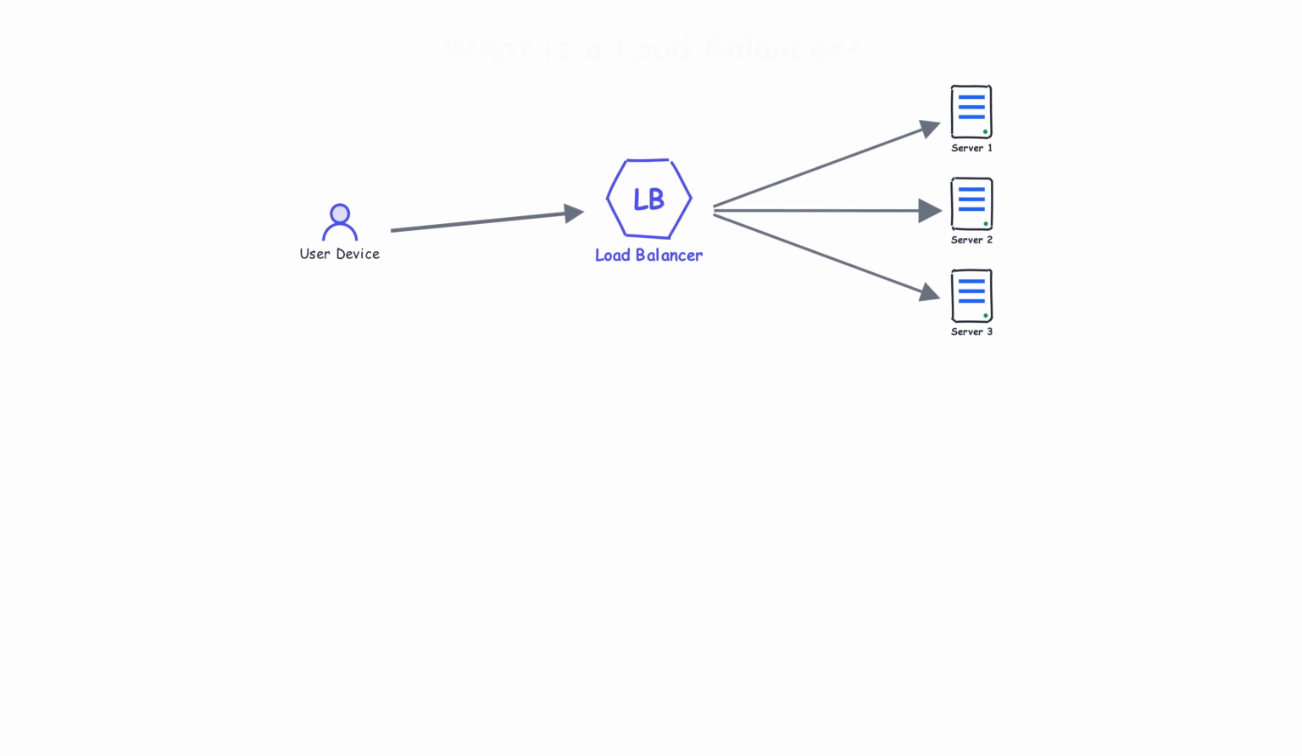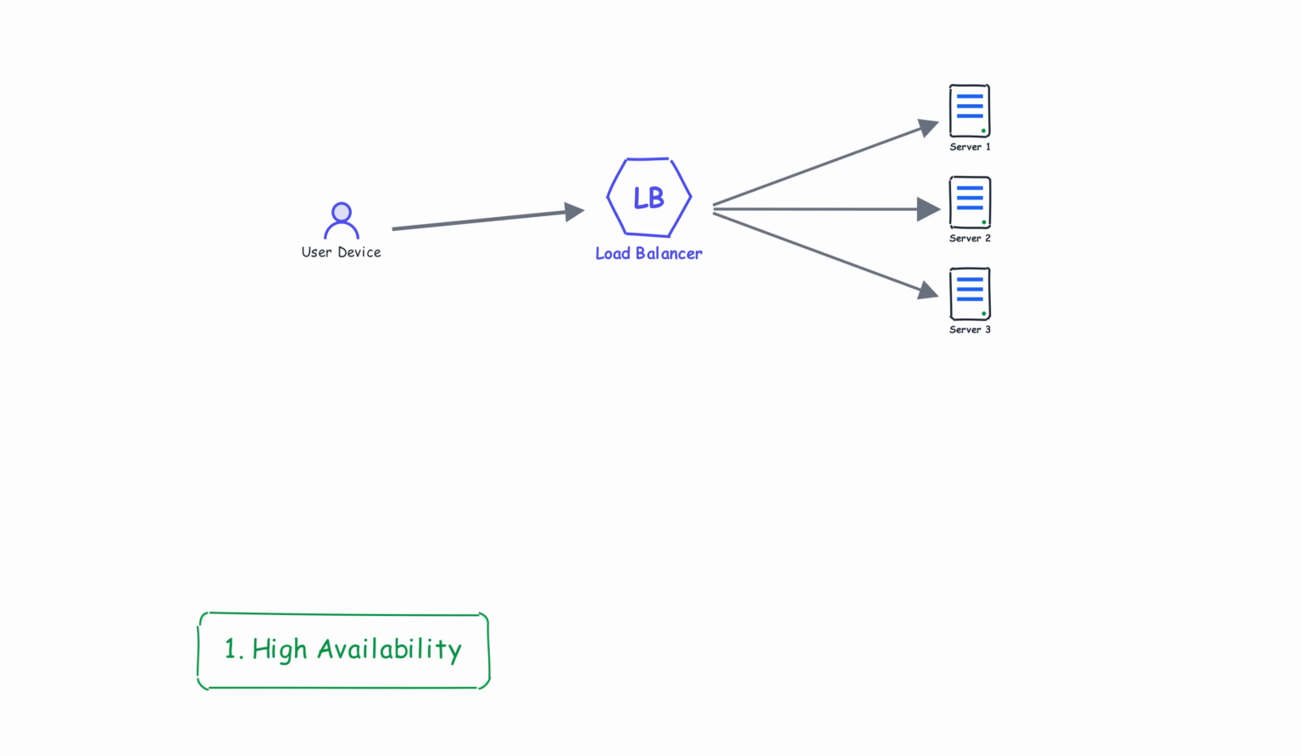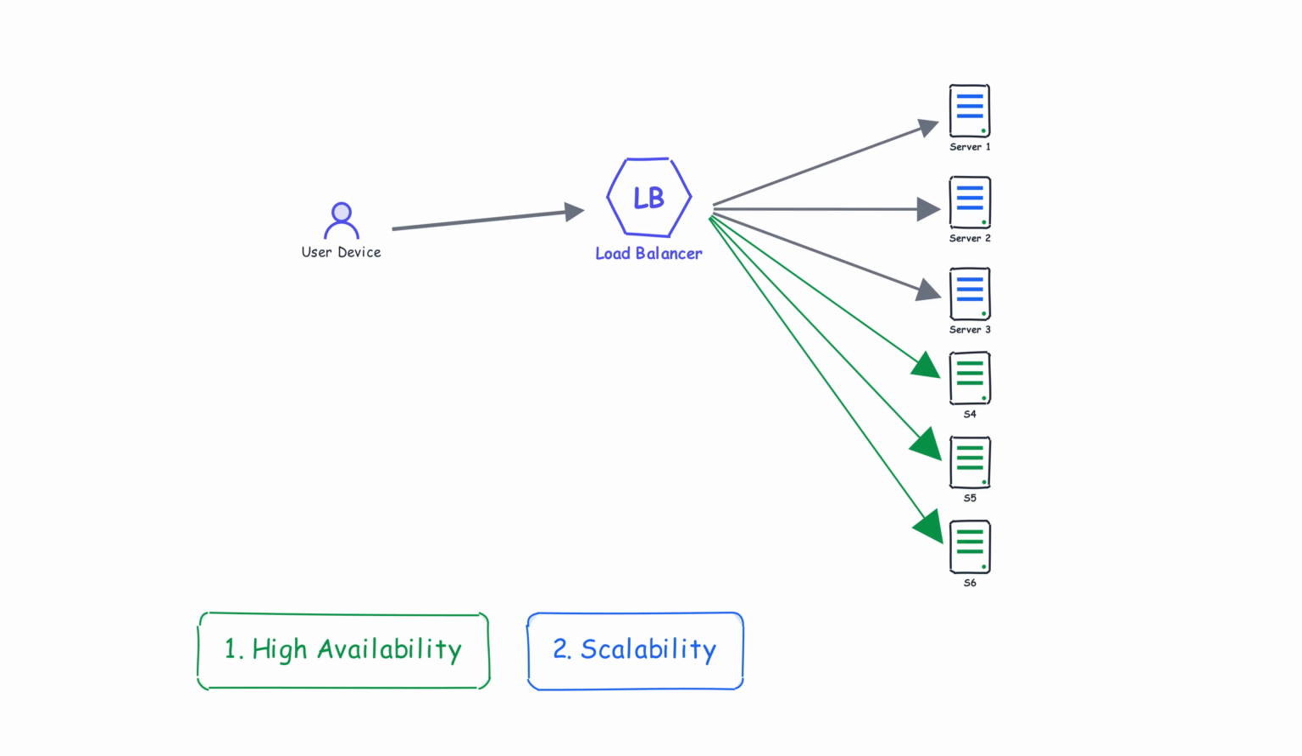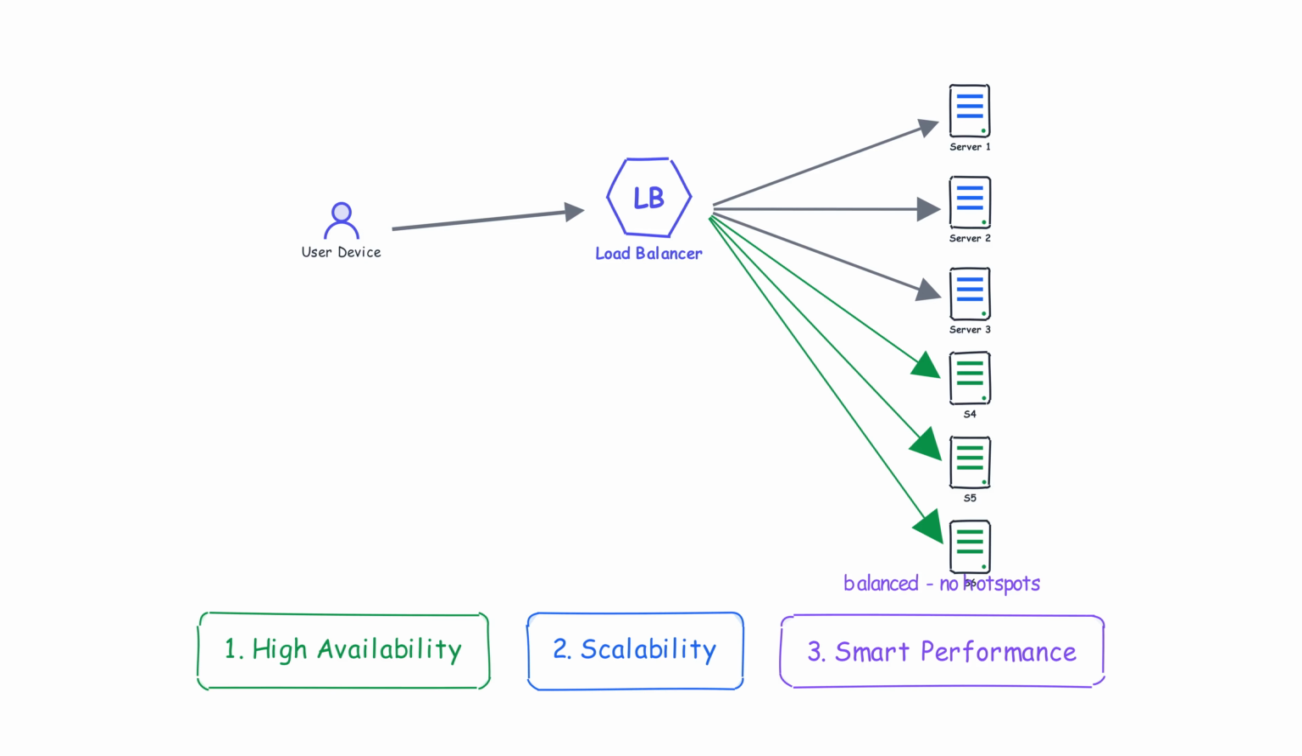By implementing this single component, we instantly unlock 3 massive enterprise benefits. First, high availability. If server A catches fire or undergoes maintenance, the load balancer instantly shifts traffic to healthy servers. No downtime. Second, scalability. Need to handle double the traffic? Just plug in 3 more servers into the pool behind the load balancer. And third, smart performance. It prevents performance hotspots where one server is drowning while others are idling.